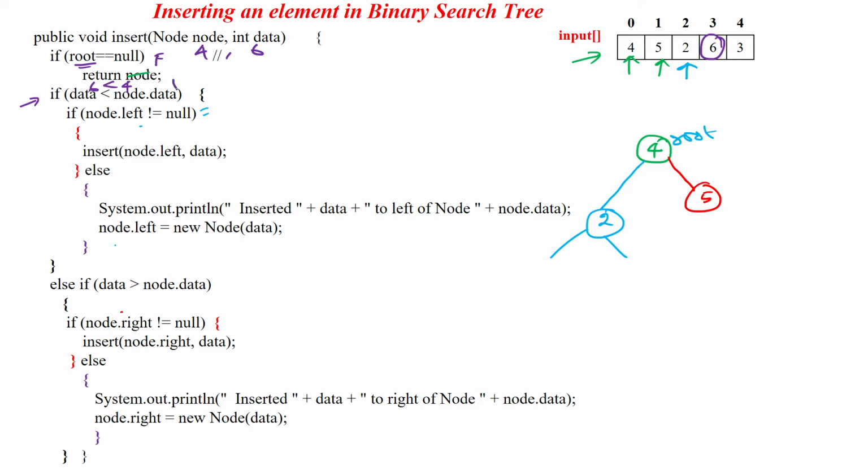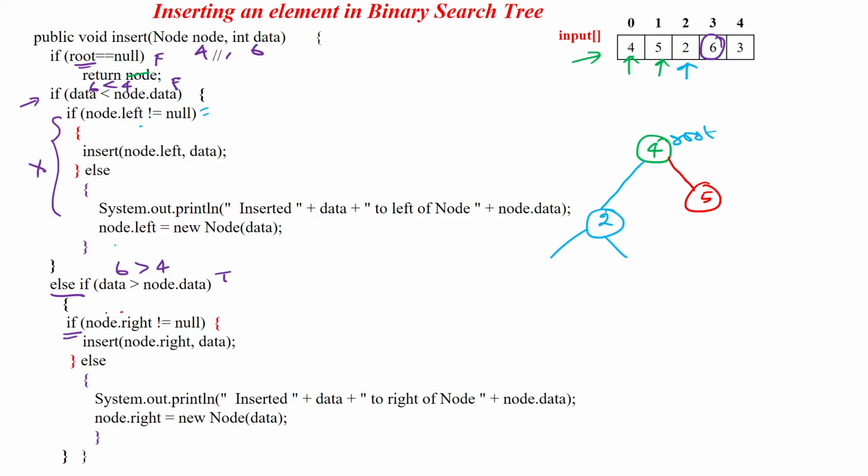So this is false, so this will not execute. The false block has an if statement. Here data 6 is greater than node data 4. Yes, it is true. So inside that we have one more if statement.